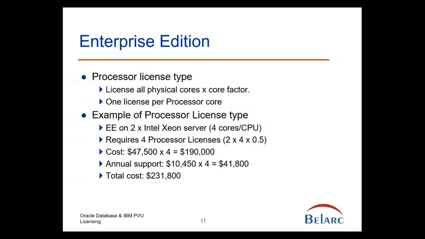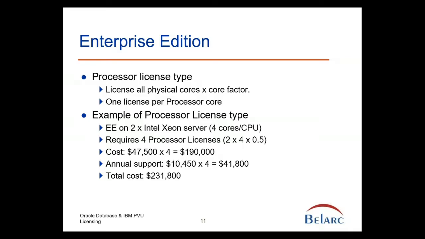The second licensing method for the Enterprise Edition is the processor license type. And in this case, you license all of the physical cores adjusted by a core factor. You obtain the core factor values from a table maintained by Oracle. Basically, some processors are more powerful than others, so they have a different core factor according to that.